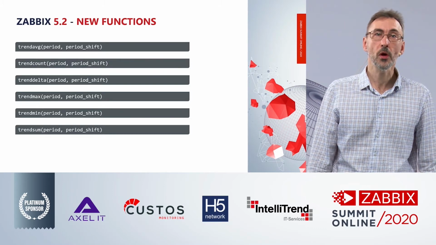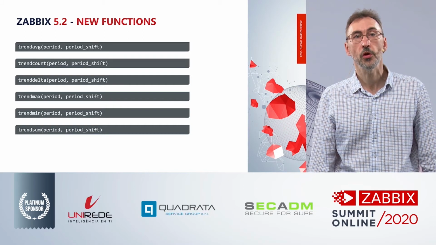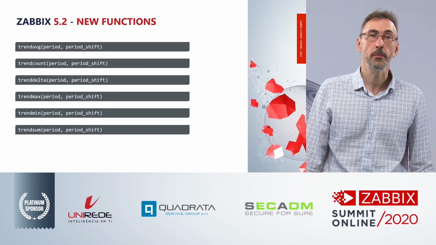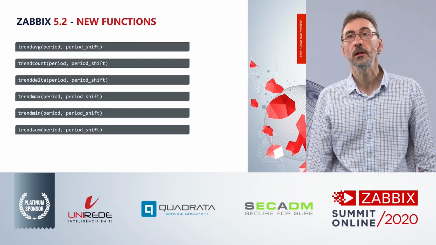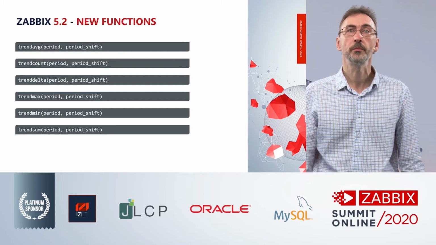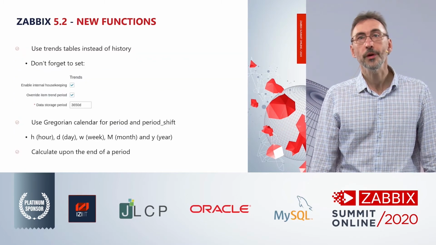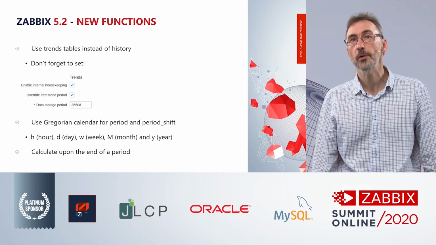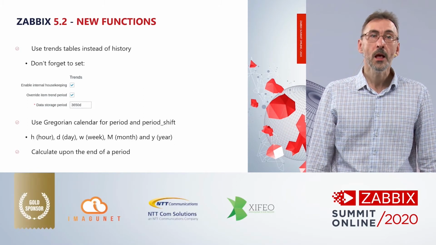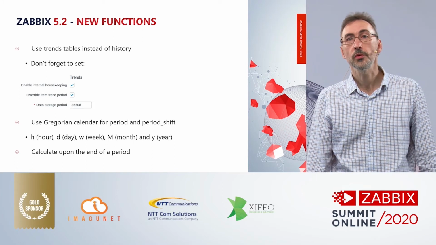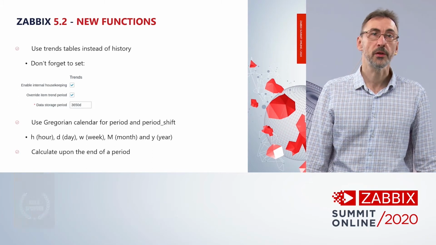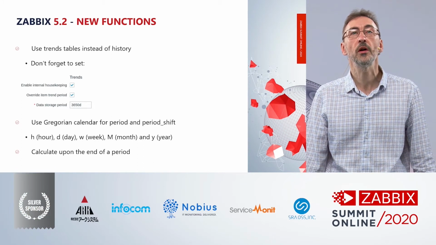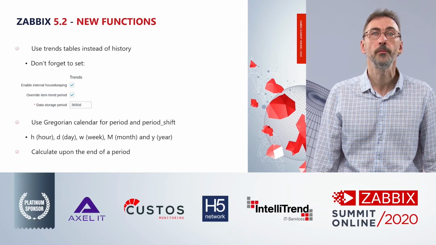We also added a few other trigger features which improve event presentation. These functions are similar to the non-trend counterparts, but optimized for baseline monitoring use cases. The new functions use trend tables instead of history, and do not forget to set a proper trend storage period, by the way. Period and period shift parameters use the Gregorian calendar instead of a number of seconds. They save system resources by calculating these functions only upon the end of a period.